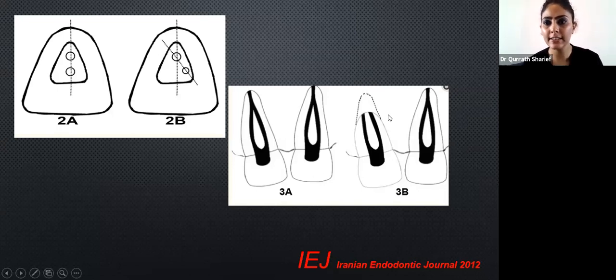And again, in the second picture, if you see here, this is the resorption which has happened. Whenever there is a resorption, there is a change of the Vertucci type from type 2 to type 4. So this has 2 different canal orifices which end into 2 different apical foramina. This is called a type 4 Vertucci.